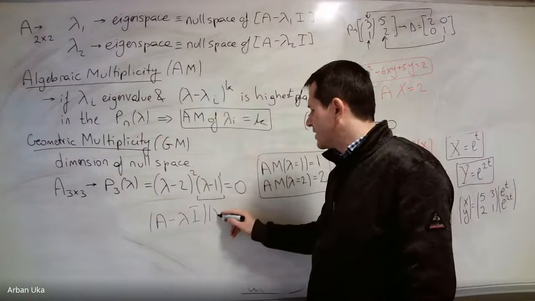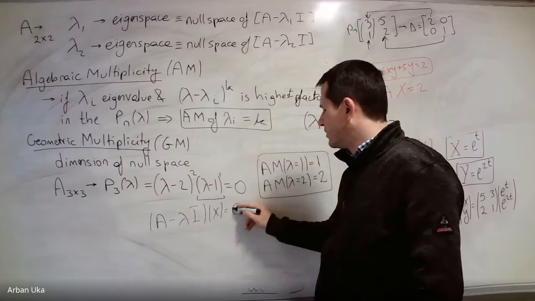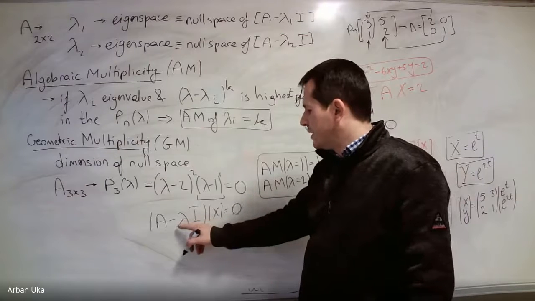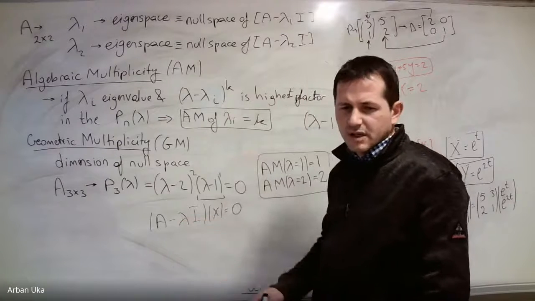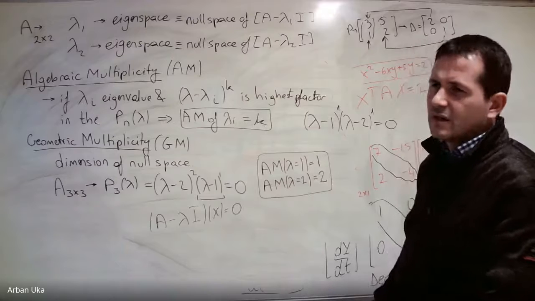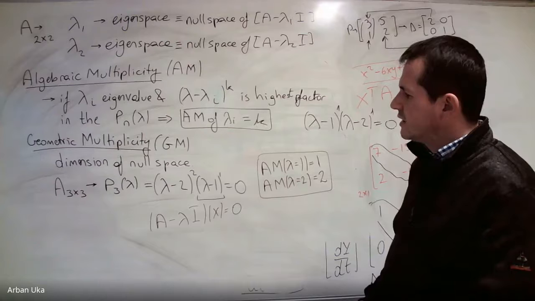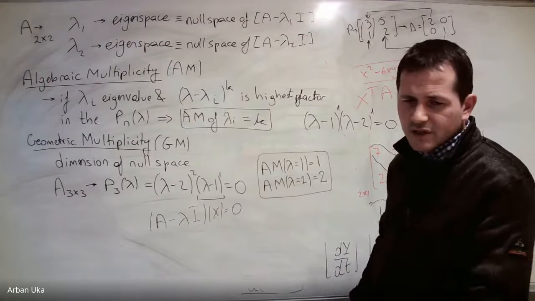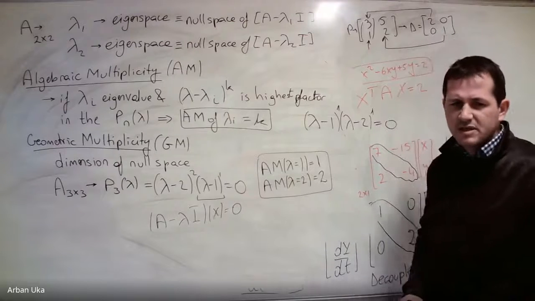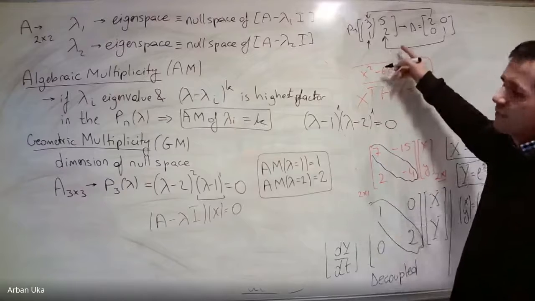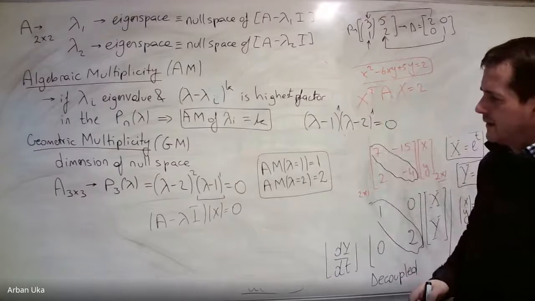And this is times x, this is equal to 0, and it could be that the null space here can have a dimension of 2. The null space can have a dimension of 2 only if the matrix is 3 by 3 and larger. We cannot have a null space equal to 2 if the initial matrix is 2 by 2, right?